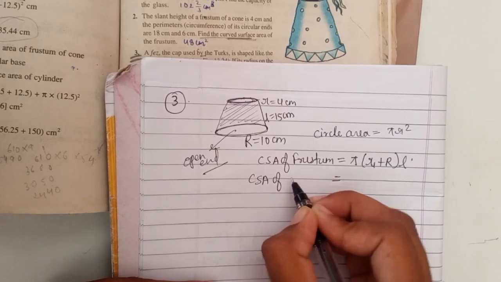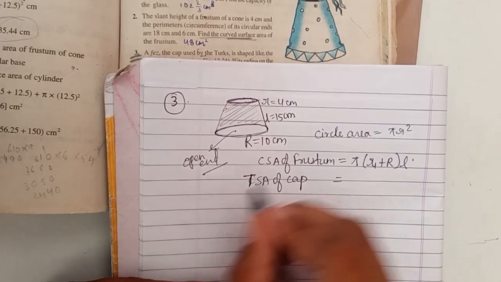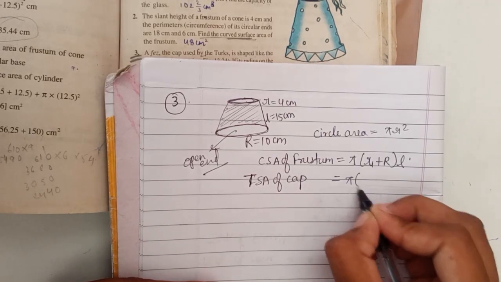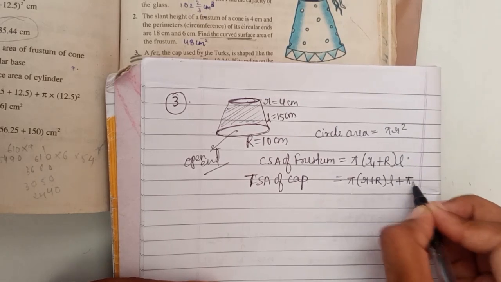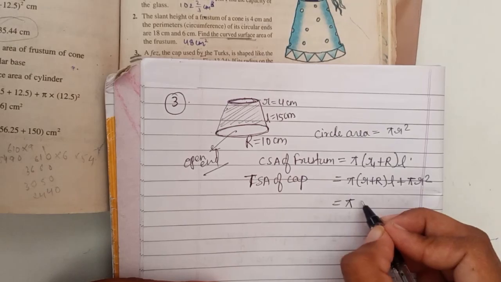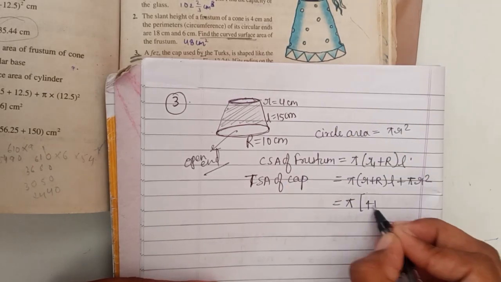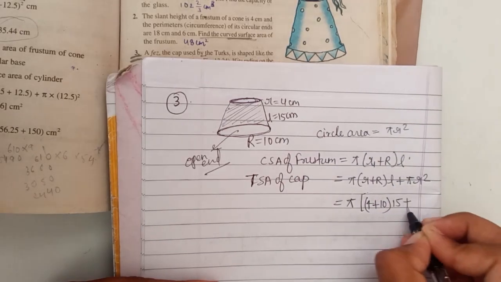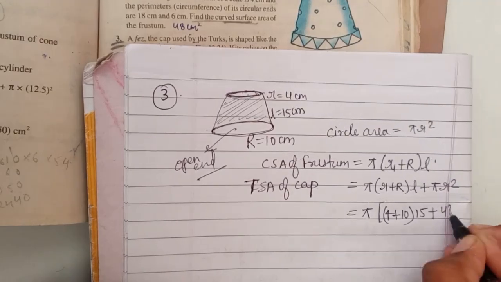So the TSA of the cap, that is the total surface area required to make the cap, is pi small r plus capital R L plus pi small r square. Okay, now take pi common and do the calculation. Small r we have 4 plus capital R we have 10, in product we have 15 L, plus small r square, that is 4 square.